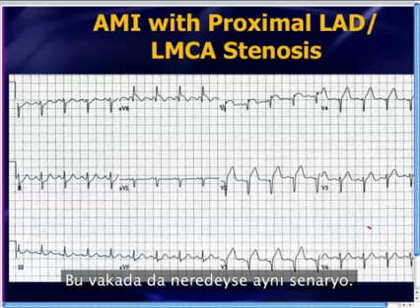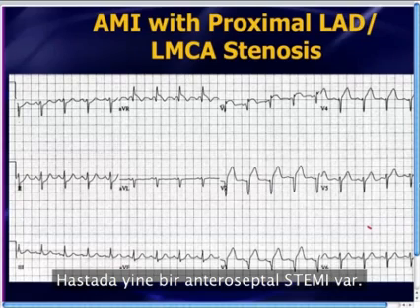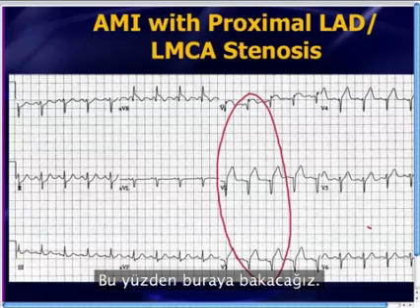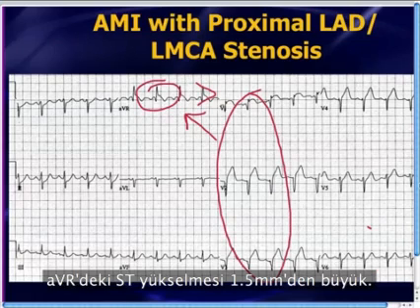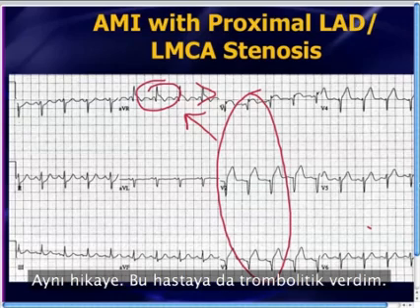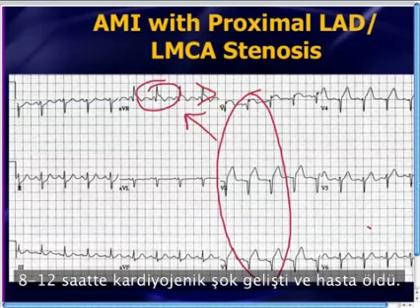Almost identical scenario in this case. Patient's having, once again, an anteroseptal STEMI. And so we'll look up here. And there's ST elevation in aVR greater than in V1. Excuse me, ST elevation in aVR is also greater than 1.5 millimeters. Same exact story. I gave this patient thrombolytics. The patient developed cardiogenic shock and died in about 8 to 12 hours.